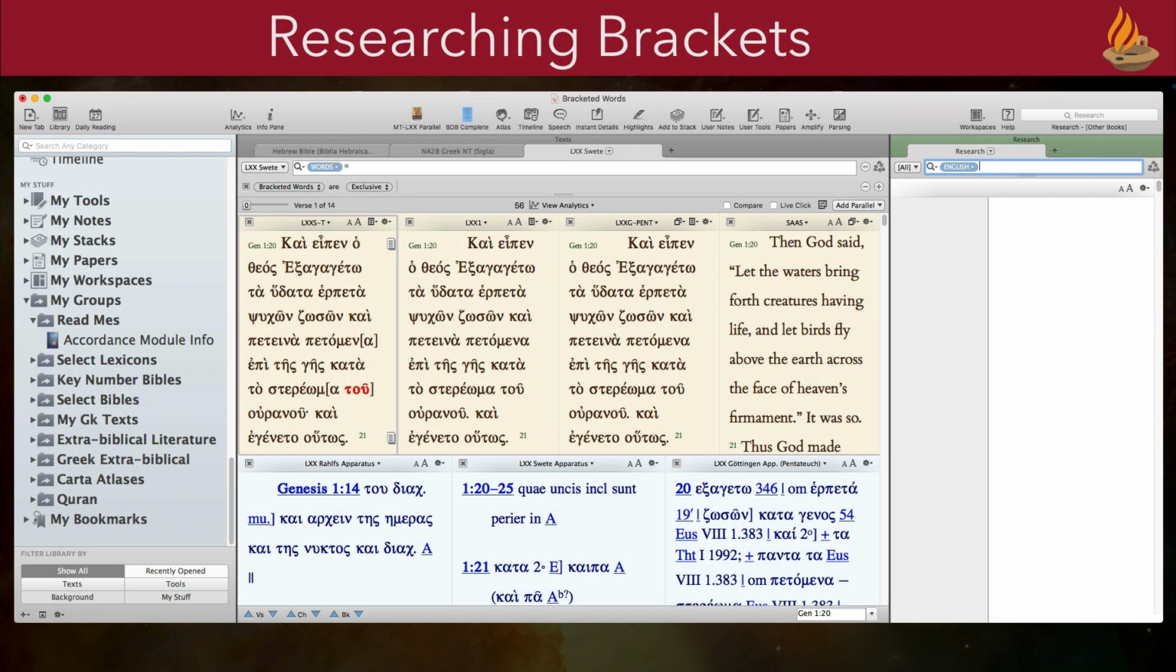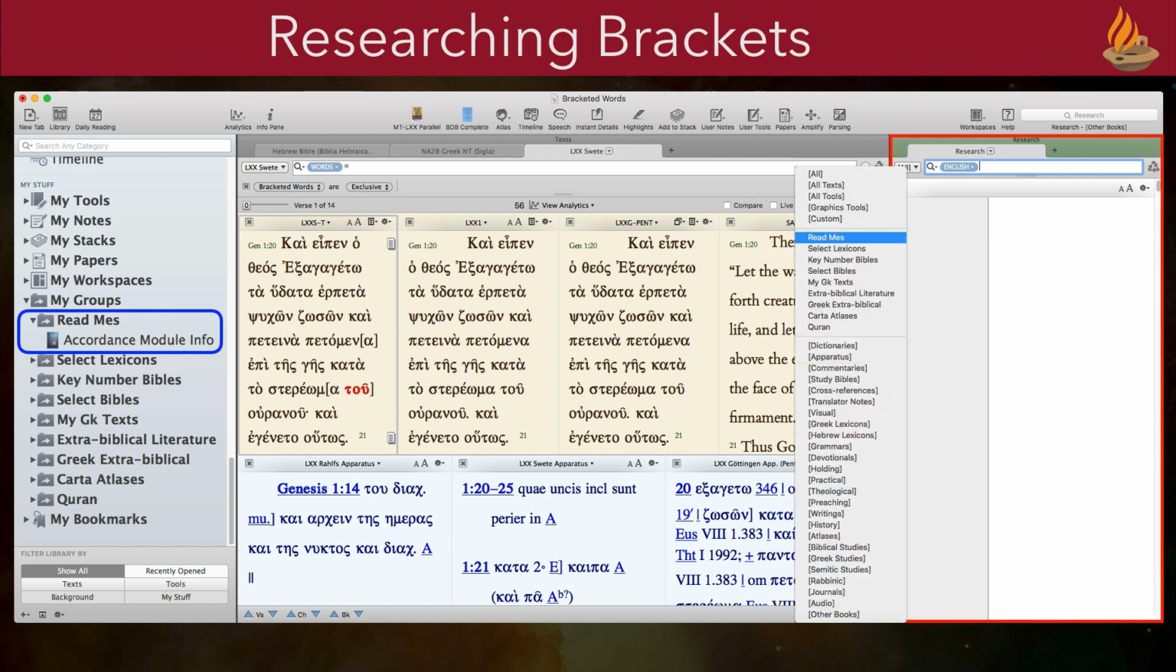Interested in how a different text may use brackets, or information on another kind of resource? Use Accordance's research to check the Read Mes. Here's how I did it. I made a custom My Group with just a single resource in it, Accordance Module Info, which is the collection of all the latest Read Mes in Accordance. It's in every Accordance library, so look for it in yours.